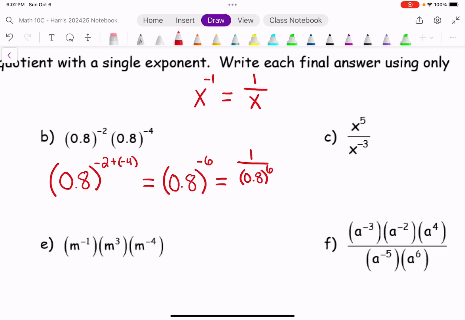Another way that some of you might want to write this is, I know that 0.8 can be written as 8/10, so 8/10 all raised to the power of negative 6. If I really wanted to flip this around, my final answer would be 10 over 8, with my negative 6 at that point. However, we can keep this. We're going to leave it with the decimals in there for now. So this would be my final answer.